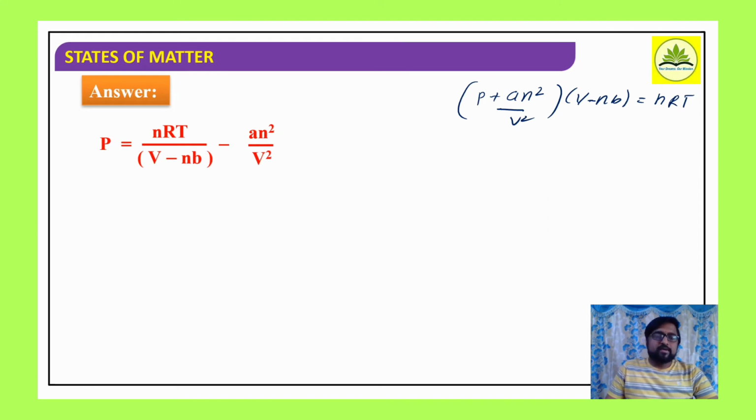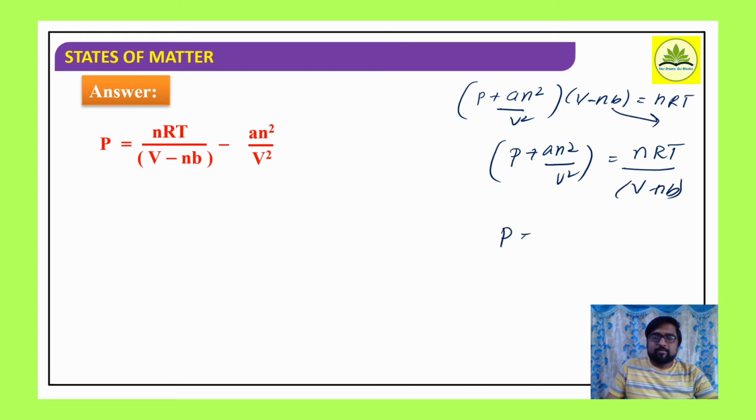Say (P + an²/V²) = nRT divided by what? V − nb. Right? This quantity is taken on this side. Further equating for P: P = nRT divided by (V − nb), minus an²/V². This is the form. Now substitute the data here.